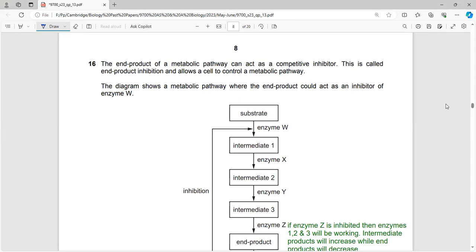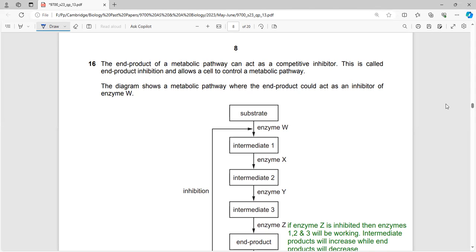The end product of a metabolic pathway can act as a competitive inhibitor. This is called end product inhibition, and this allows the cell to control a metabolic pathway. So that's one mechanism which is present in the cytoplasm of the cell. This is called end product inhibition.